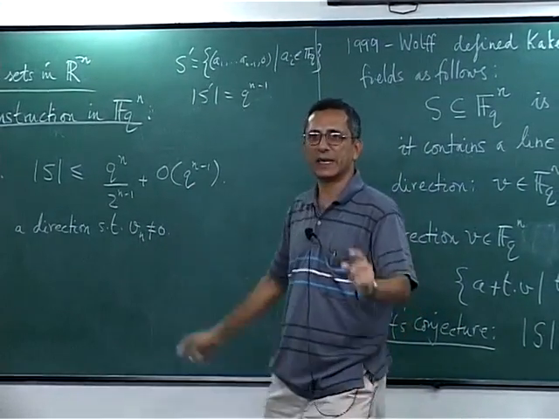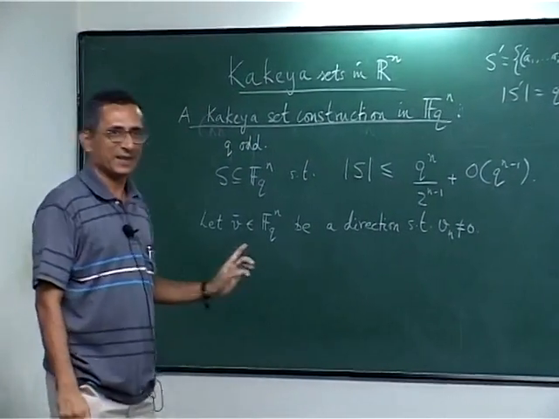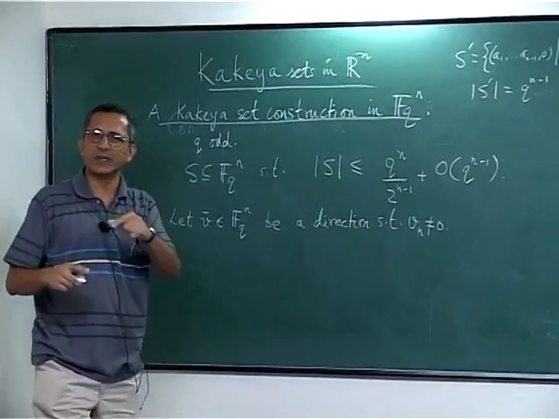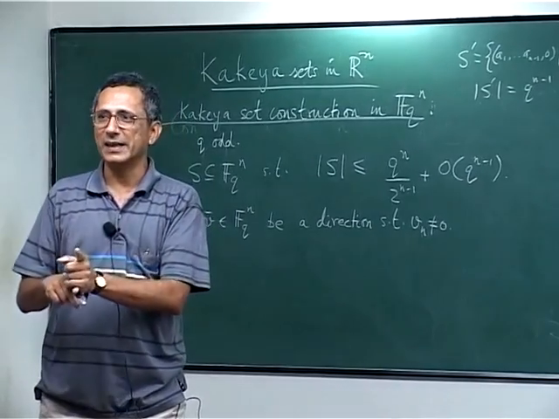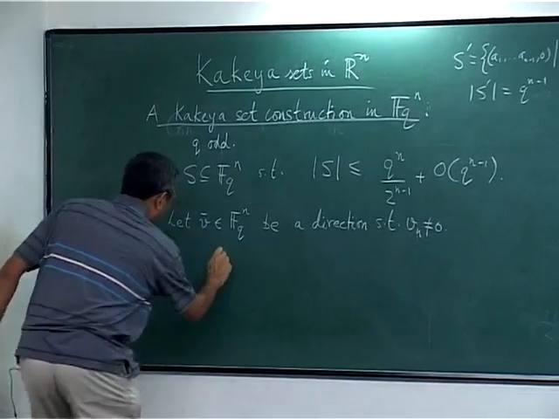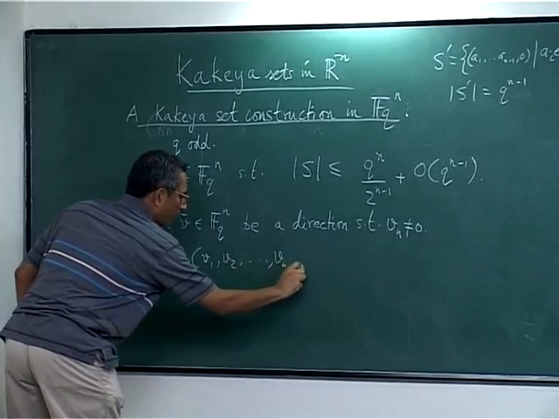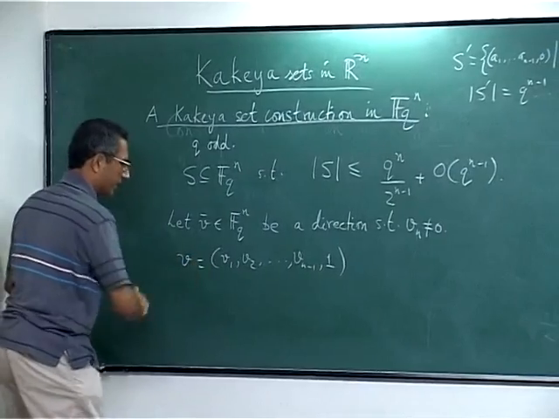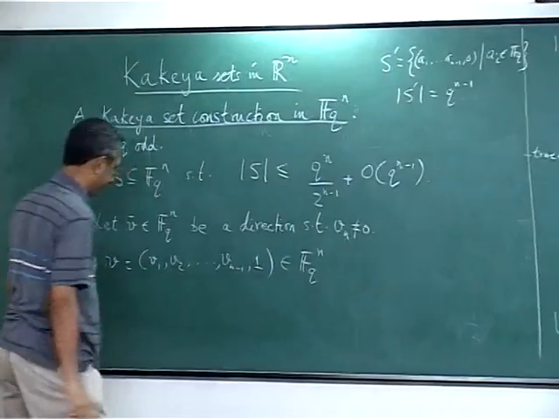So it's enough to worry about directions where Vn is non-zero. If Vn is non-zero, I can as well assume Vn is 1, because anyway in t times the vector V, all other non-zero values will be accounted for. Okay. So we are looking at V1, V2, ..., Vn-1, comma 1. So we are looking at only such directions in F_q^n.